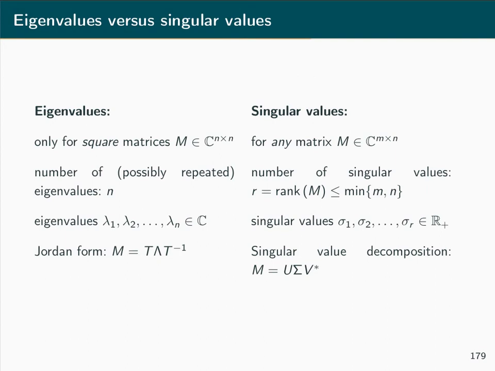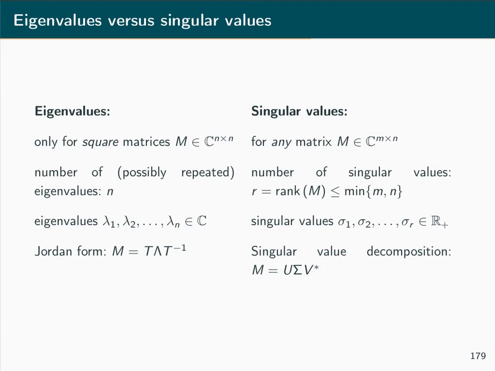Third, in general, the n eigenvalues are complex numbers, unless we're dealing with special classes of matrices, such as Hermitian matrices, where the eigenvalues are real. The singular values, on the other hand, are always positive real numbers for any matrix.